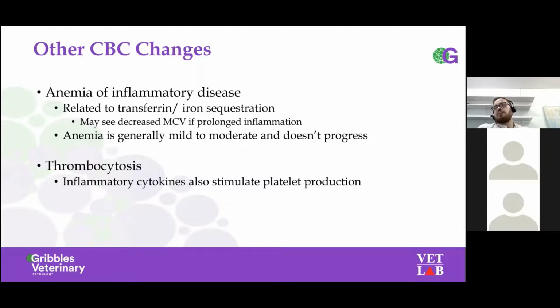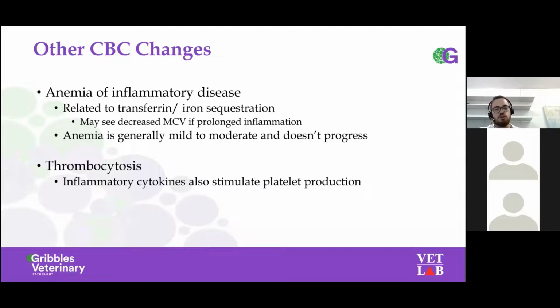So I'm just going to touch on some other changes in the CBC and our biochem panels that we can see associated with inflammation. Probably the main ones are on our erythrogram and our thrombogram. With our erythrogram, an anemia of inflammatory disease is something we can quite commonly see, and is related to transferrin or iron sequestration in the body in response to inflammation. You may see a decreased MCV if there is prolonged inflammation, and it can almost mimic a developing iron deficiency, but that's relatively uncommon. And typically the anemia is normocytic and normochromic.